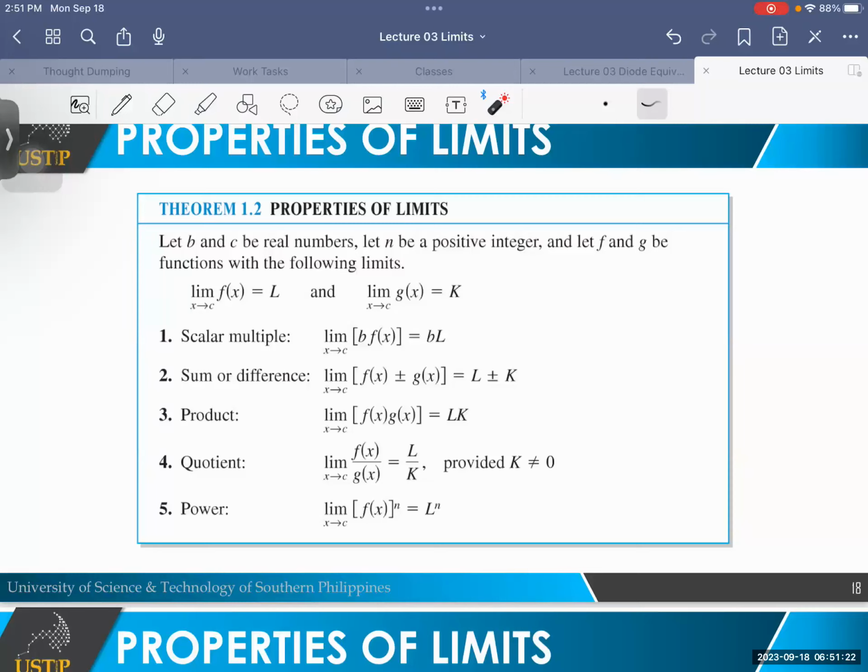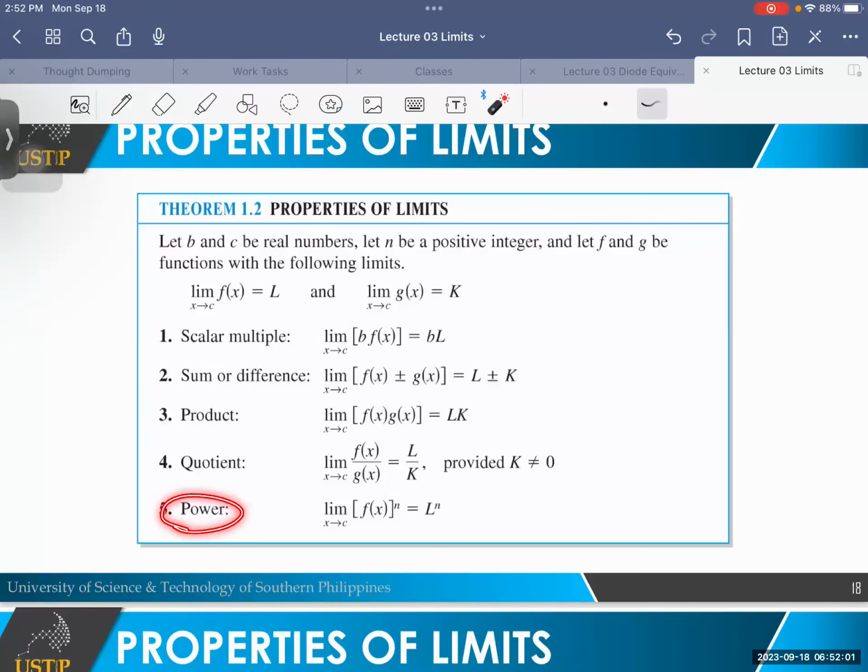Sum or difference. If you want to get the limit of two functions that you add or subtract as x approaches c, all you have to do is add or subtract their limits, L plus or minus K. For the product, it's the same, class. The limit of f of x times g of x as x approaches c is L times K. For the quotient, of course, it's the same, except that K must not be equal to 0. Your limit of g of x should not be 0 for you to apply this. Otherwise, it will become undefined.